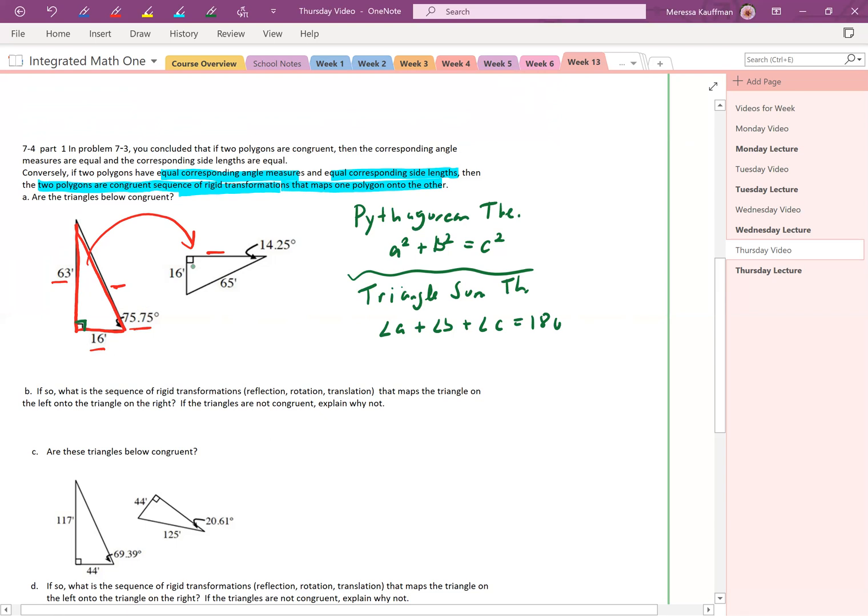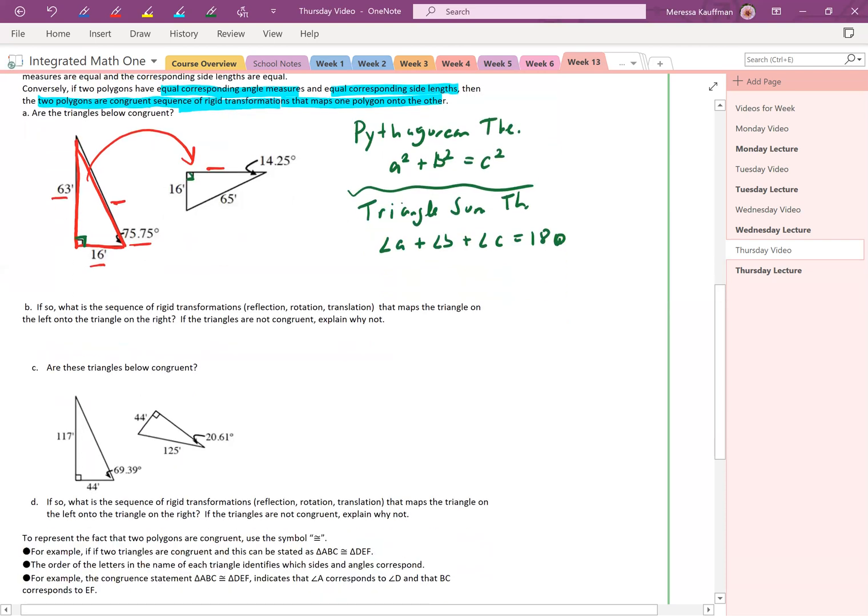Absolutely. This is 90 degrees. This one has 14.25 and this has 7.75. So we could definitely find out if those are also congruent. So you can prove those two ways.